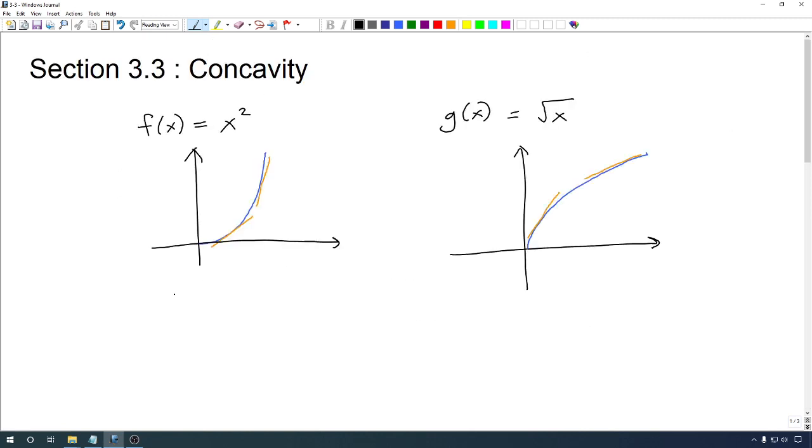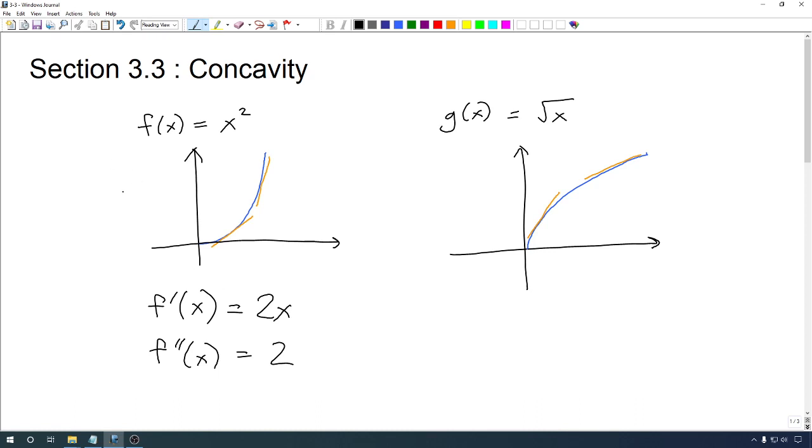If we go back to our original examples, we can go ahead and look at the second derivatives of these to see exactly what's happening. So let's say with x squared, we take the derivative. Of course, x squared becomes 2x. And when we take the second derivative, just differentiating 2x again, we get 2. 2 is a positive number. So, in fact, the second derivative of x squared is always positive.